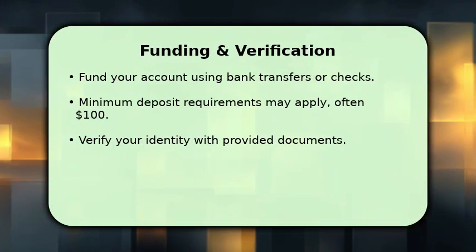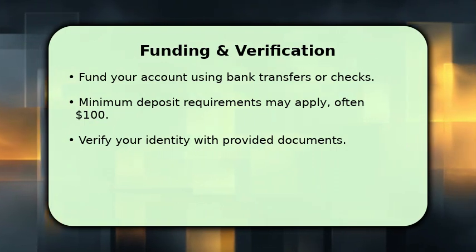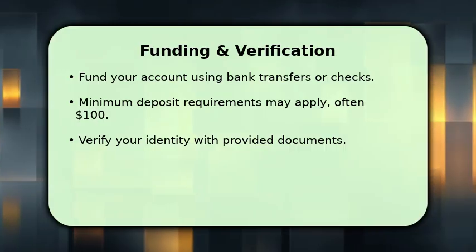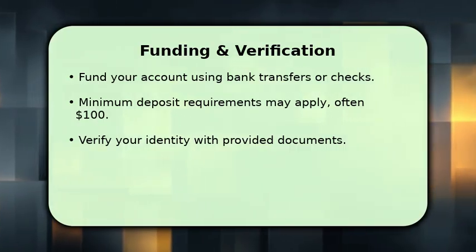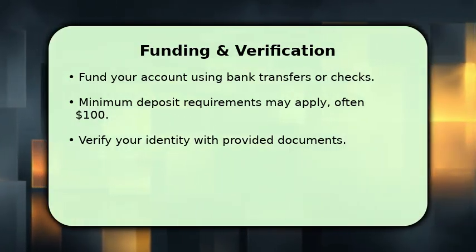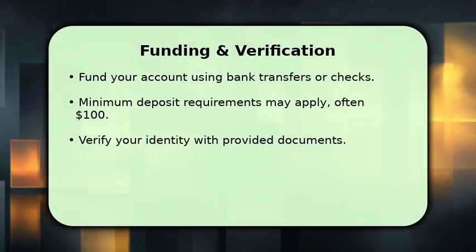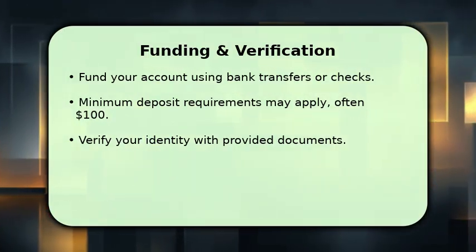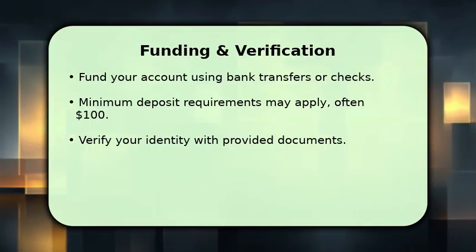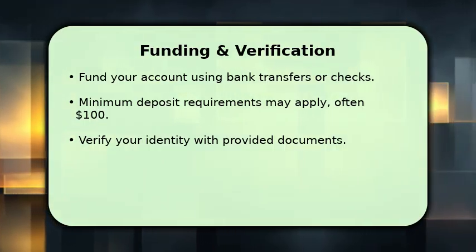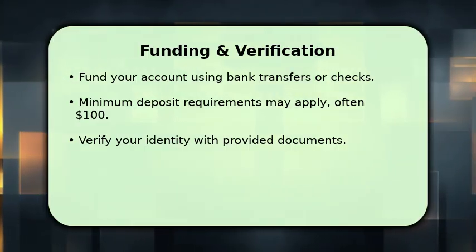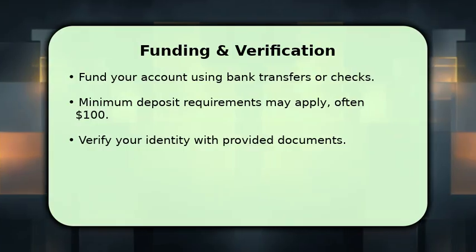Once your application is submitted, you'll need to fund your account. Interactive Brokers supports various funding methods, including bank wire transfers and ACH deposits. Be aware of any minimum deposit requirements, which can vary but are often around $100. Finally, you'll complete the identity verification process by uploading your documents, ensuring your account is secure and compliant.